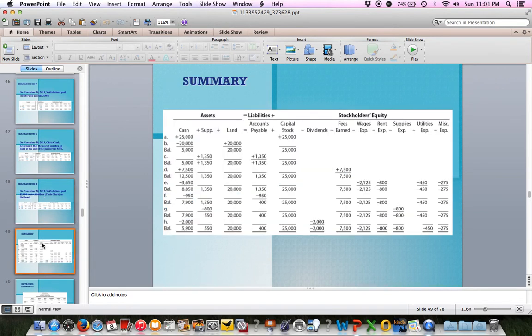And so lots of things happened here with these particular transactions, but you can see that the accounting equation was always in balance, no matter what. With every single transaction, assets always equaled liabilities plus equity.